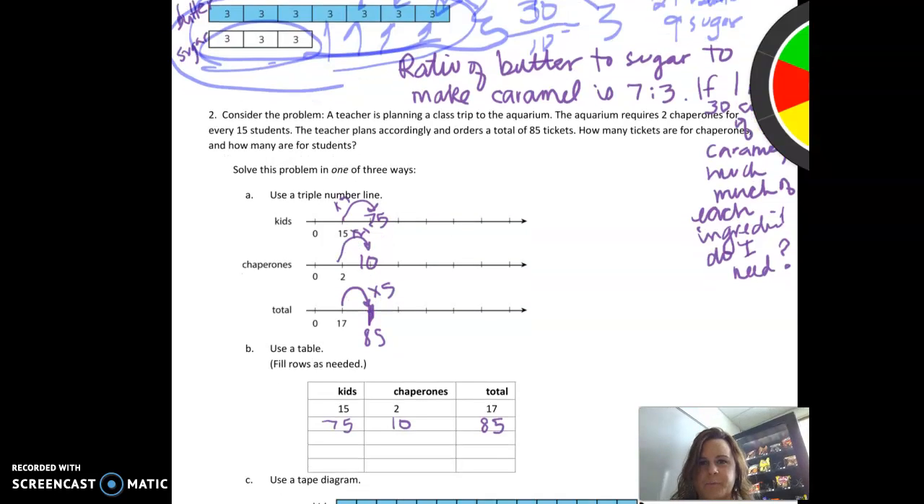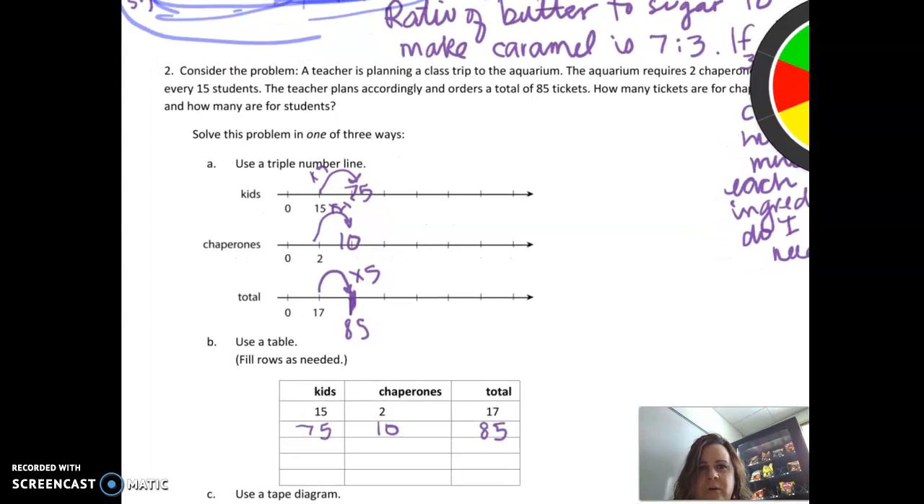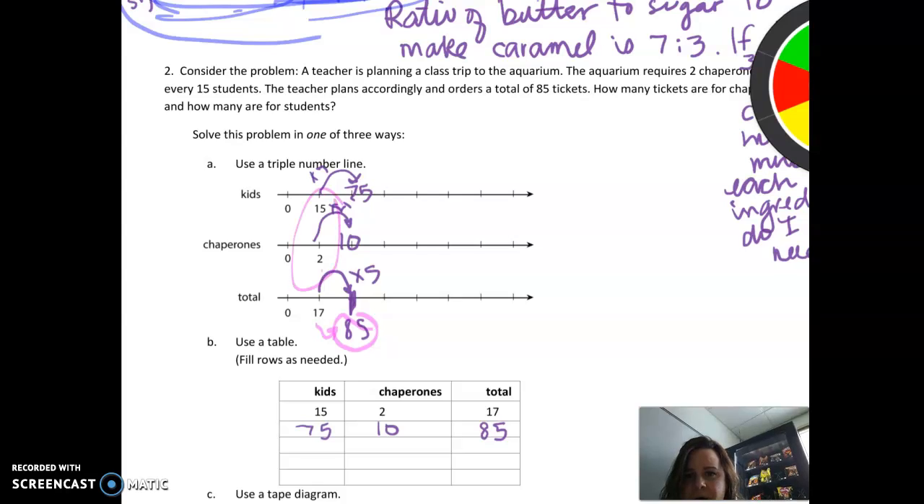All right, number 2, consider the problem. The teacher is planning a class trip to the aquarium. The aquarium requires 2 chaperones for every 15 students, and the teacher plans accordingly and orders a total of 85 tickets. How many tickets are for chaperones and how many are for kids? Down here in the total, I wrote an 85, and then I looked at the relationship between the total 17, which is what I got when I add 15 and 2, to 85. I have to multiply by 5. And if I'm multiplying the 17 by 5, then I also need to multiply the 2 by 5 to get 10 chaperones, and the 15 by 5 to get 75 kids.